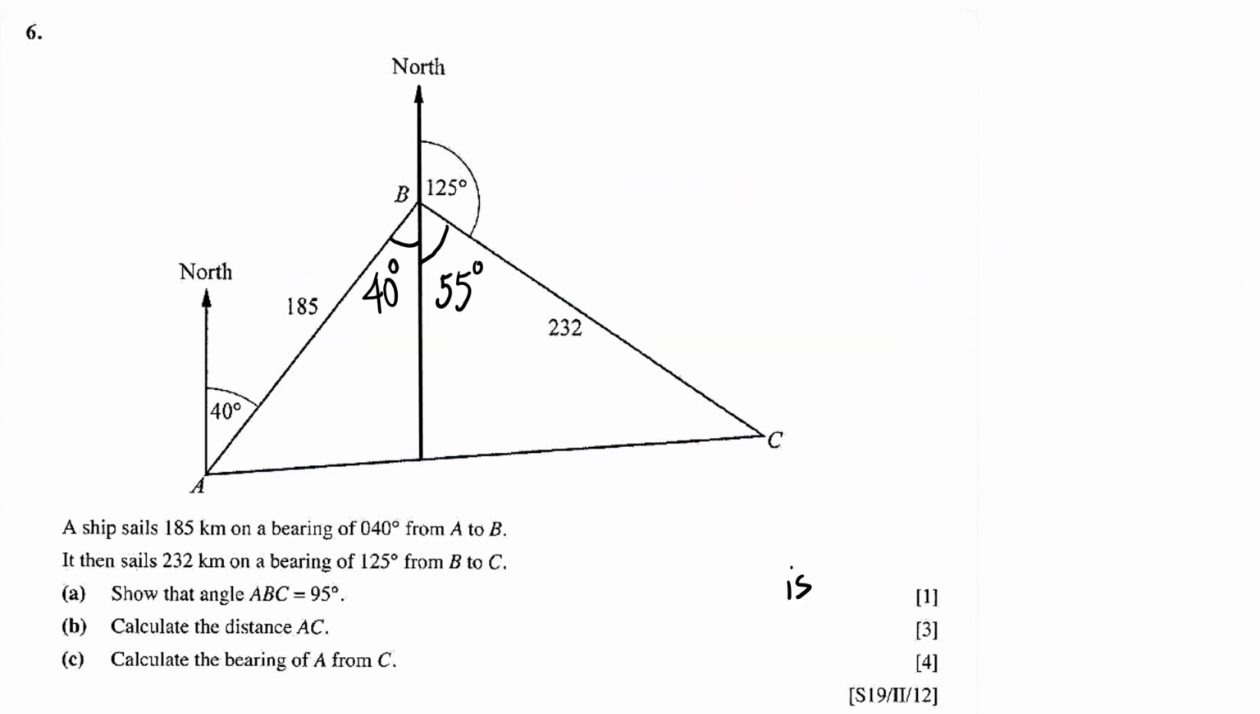For part C, we are asked to calculate the bearing of A from C. The keyword is that the letter after the word from is C, so let's draw the north direction at point C. The bearing is measured from north in the clockwise direction. That is 55, because these lines are parallel to each other, so we can just use alternate angle. Draw a line from A to C, and it's measured in the clockwise direction from the north direction. That is the angle we need to find, the bearing of A from C.